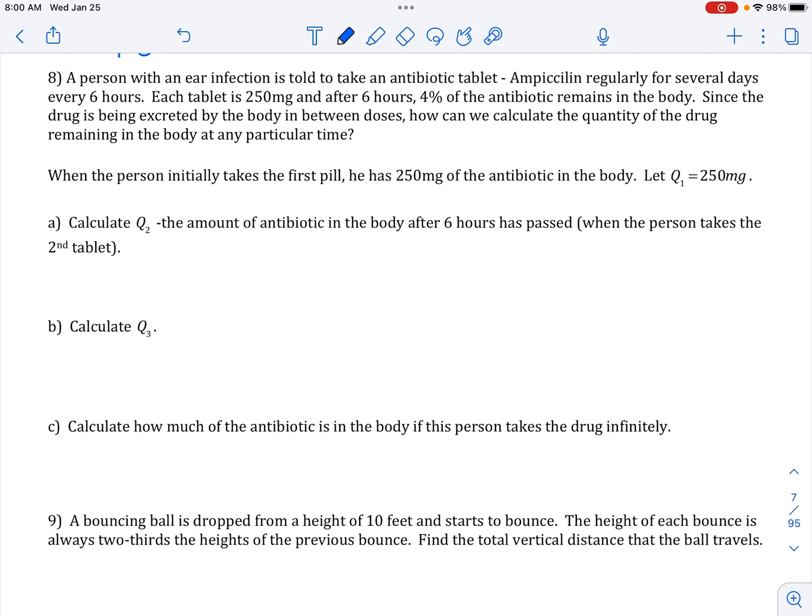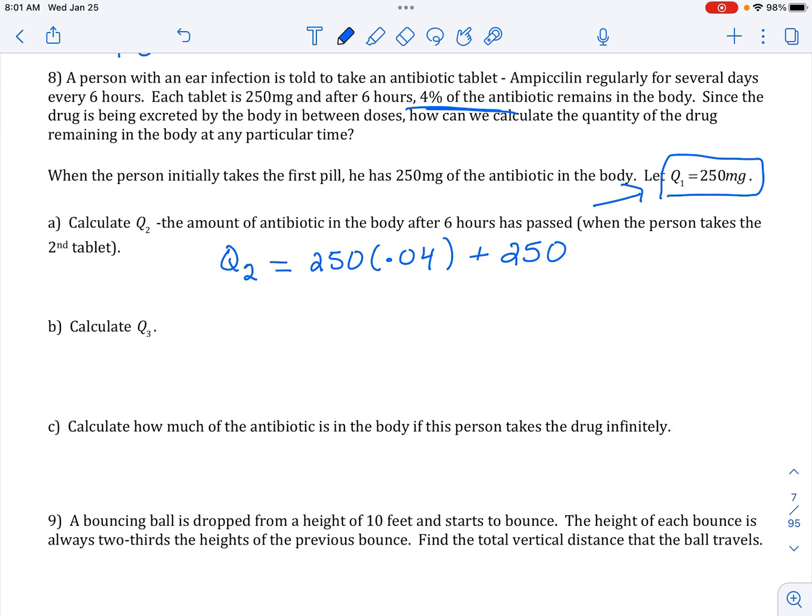So let's say when the person first takes the medicine, the amount of the antibiotic in the body is going to be exactly 250 milligrams. Okay. Now let's figure out how much of this antibiotic is in the body after 6 hours has passed. So we're going to call this Q sub 2. So the first dose that this person took 6 hours ago, there's only 4% left, right? That's what this said up here. There's only 4% left after 6 hours. So there's 4% left of the first one. But then now they are taking another dose. So you have another 250 milligrams added.